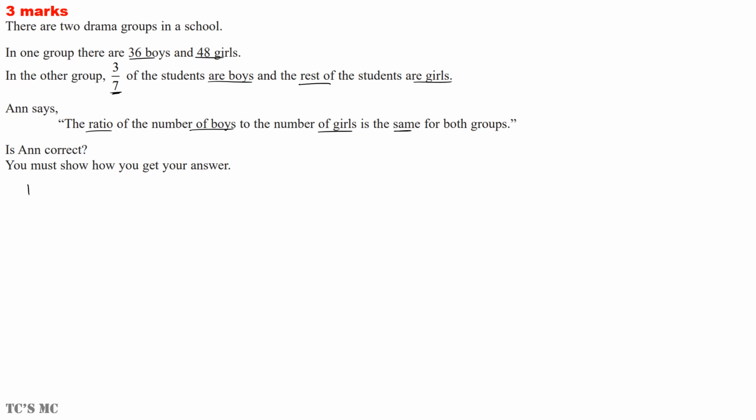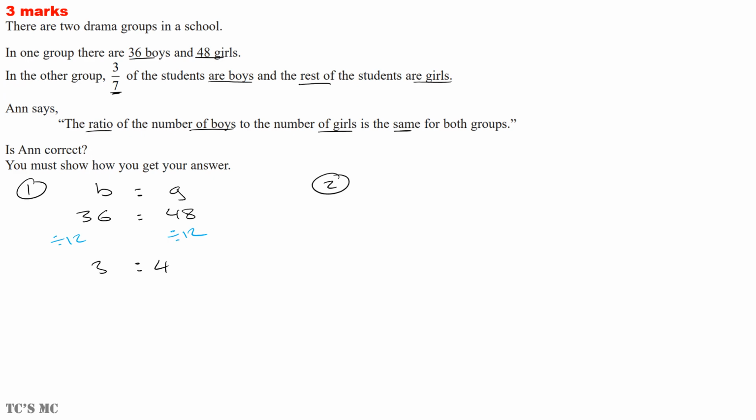I'm going to start with group 1. We have boys to girls. We know there are 36 boys and 48 girls. I am going to simplify this ratio. A common factor is 12. Divide both of them by 12 and we get 3 to 4. And now we have 1 mark.